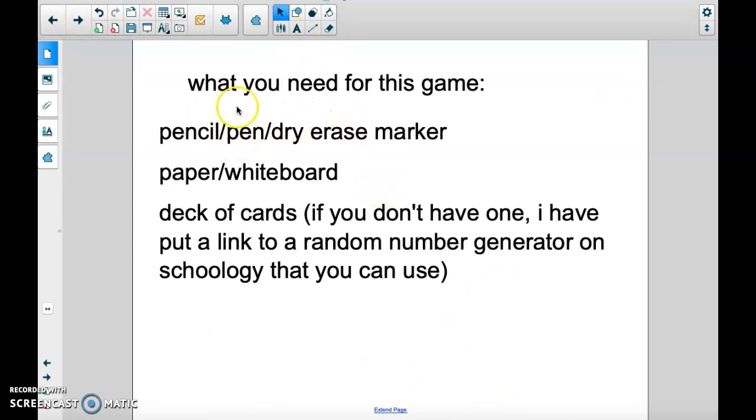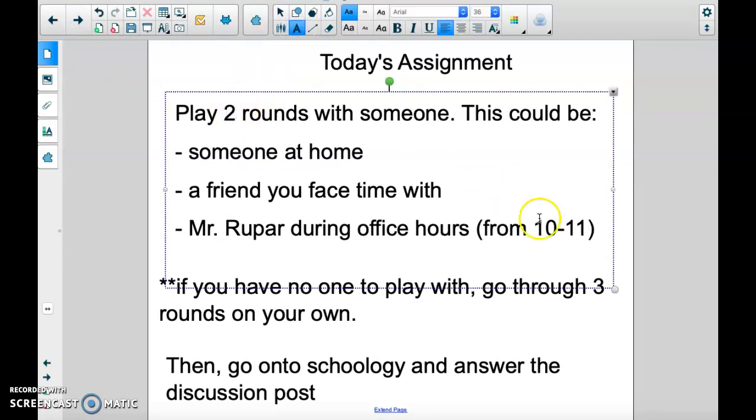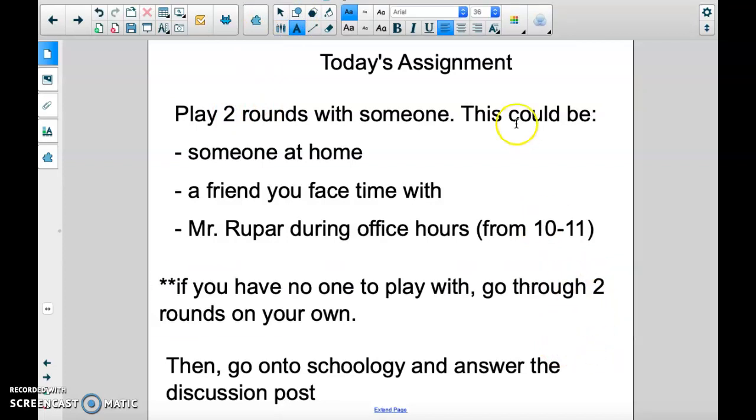But all you need is a pencil, pen, dry erase marker, something, and then paper or whiteboard, and then a deck of cards. Remember, if you do not have one, I've put a link for some numbers for you to get online as well. It's the same thing as last time, it's 2 rounds, okay? Play with anyone, right? It could be someone at home. You could FaceTime with someone, with a friend or a cousin, or a relative.